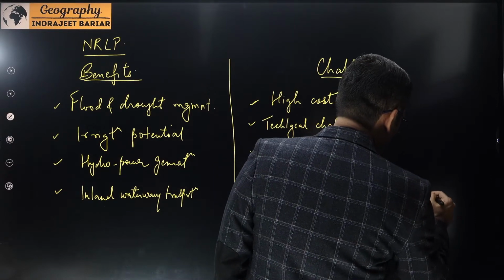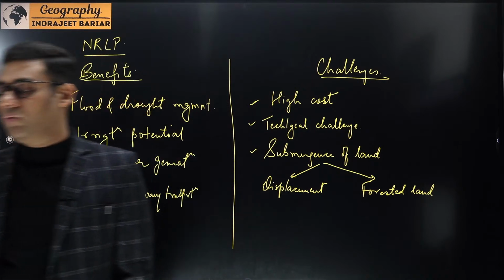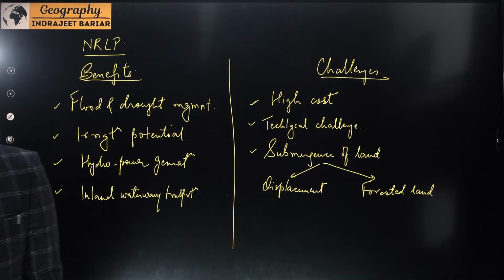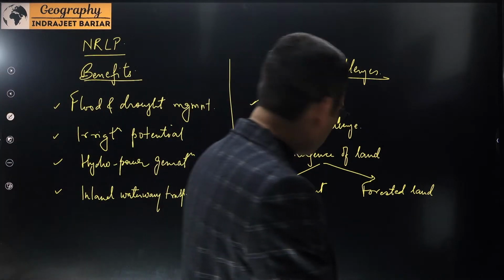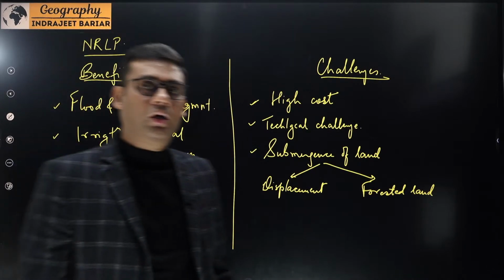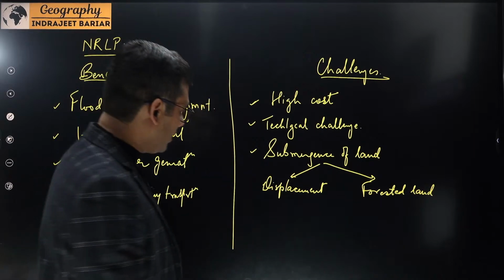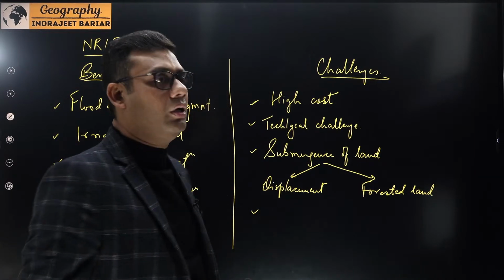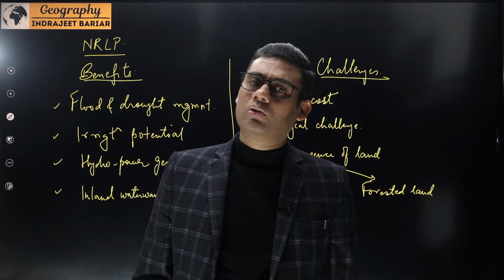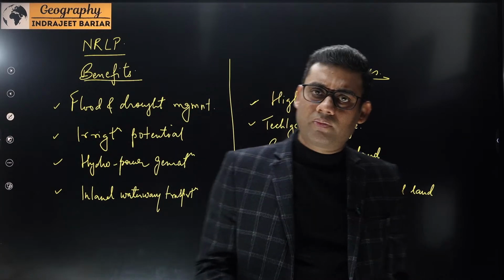So submergence of forested land, that comes up in the form of an ecological challenge. So in this case, what we can see is, with this project, there would be threats to the livelihood of a lot of people. Plus, because you are going to join two river basins through a canal or connecting channel, it is going to pass through a number of different states.